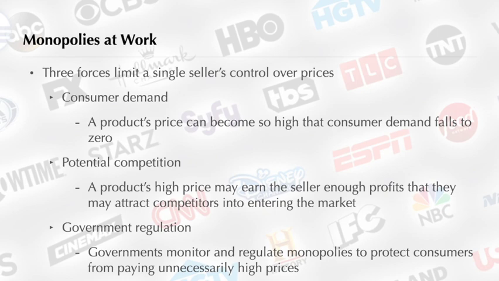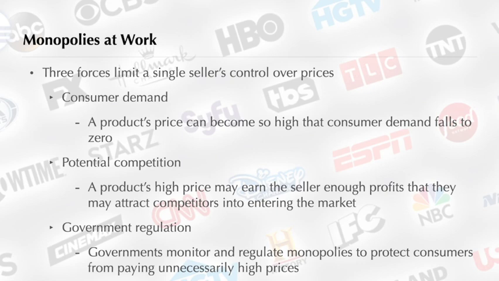The first factor influencing the seller's ability to set prices is consumer demand for its product. At some point, the price of a product can become so high that the quantity demanded falls to zero. If the price of cable television, for example, were to reach $300 a month, most consumers would stop subscribing to the cable service.